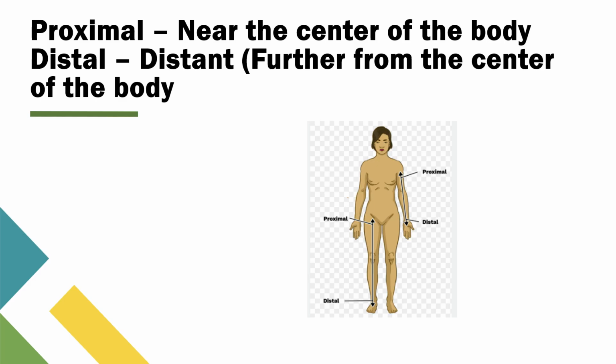We have proximal and distal. Proximal means near the center of the body. Distal means distant or further from the center of the body. So if you're looking at your lower extremity, you would know that the hip is proximal to the knee, where the ankle is distal to the knee.